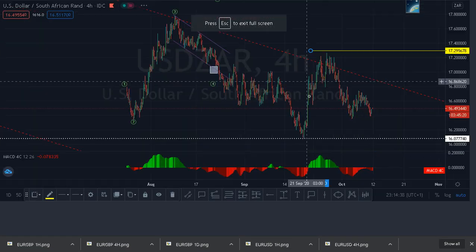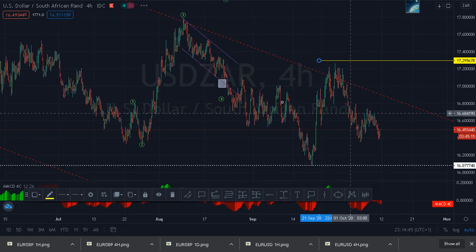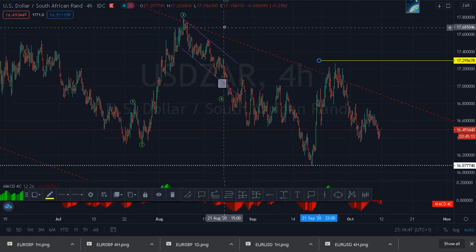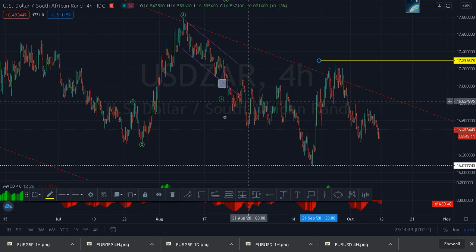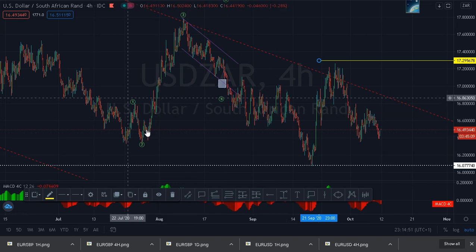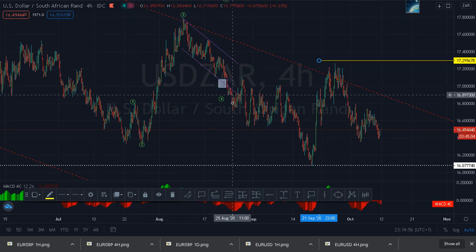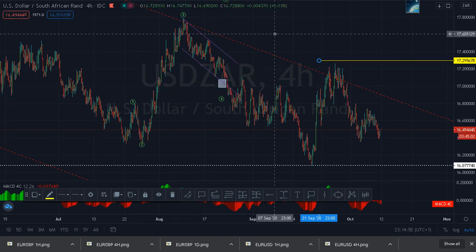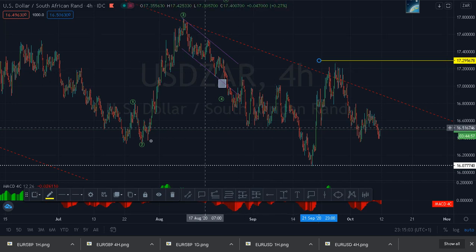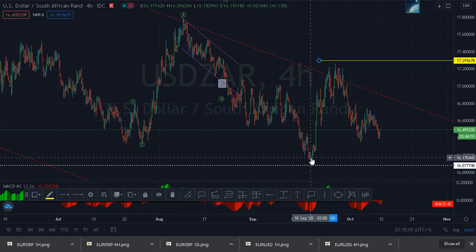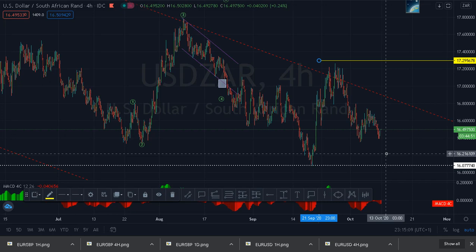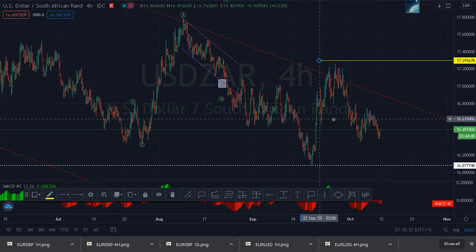So on 4 hours we can see, as I labeled 1, 2, 3, 4, I was expecting that the price will go up from here, but it didn't happen like that, and this very low has been taken out. So what happened is that we will likely have a further downside.